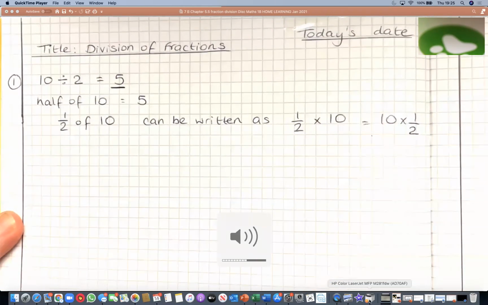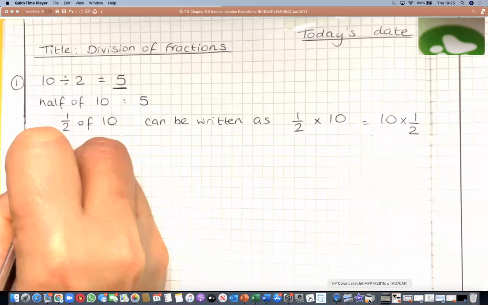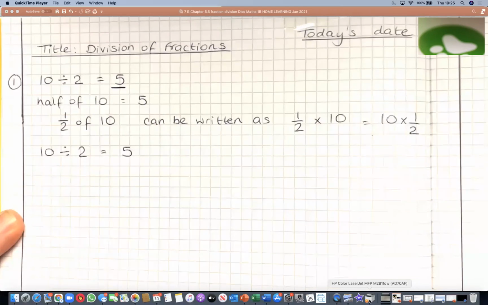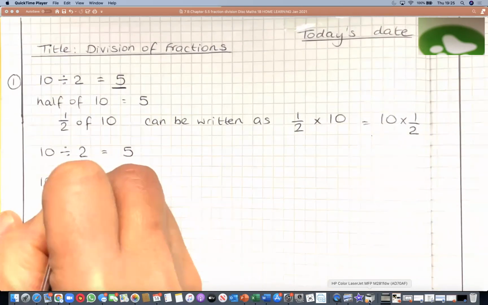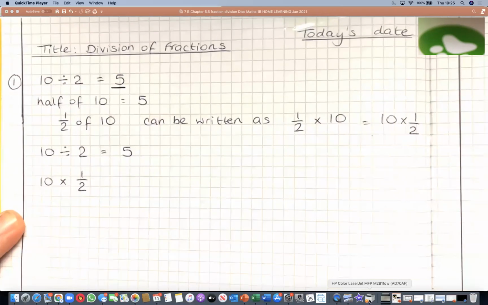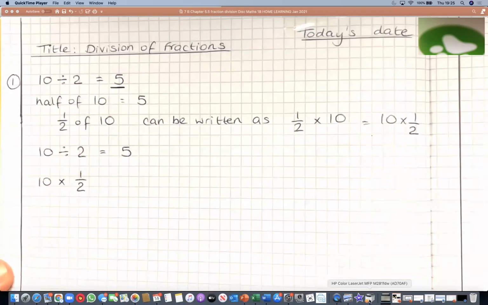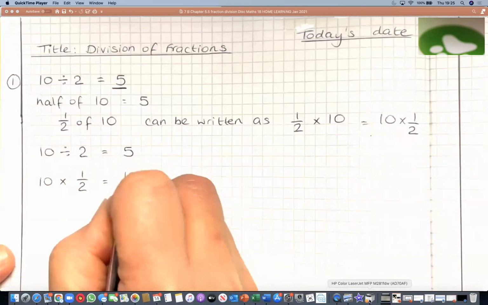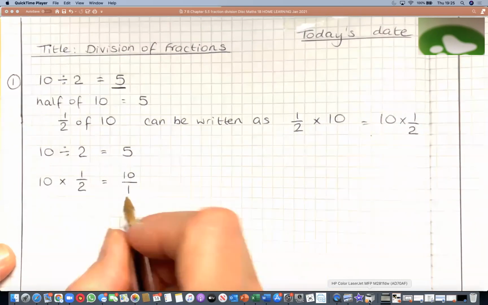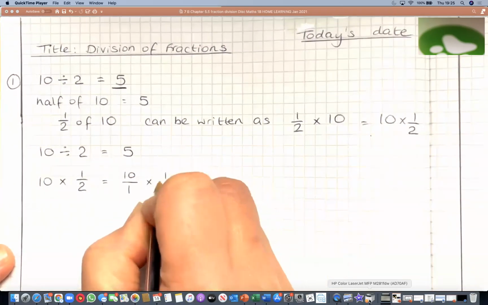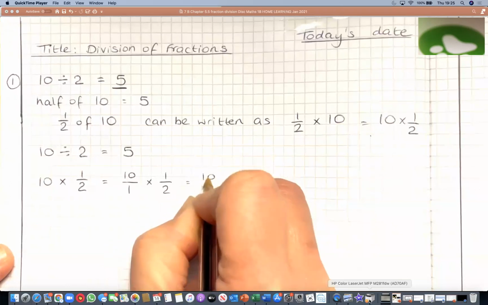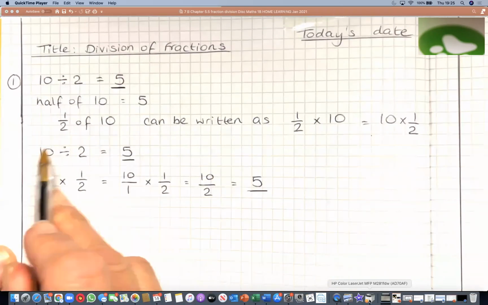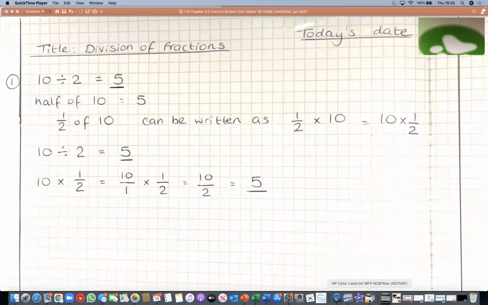So let's compare what we've got again. We've got 10 divided by 2 equals 5. And we've got 10 multiplied by 1/2. Let's check and make sure that this equals 5 as well. So we would write this with 10 as an equivalent fraction with 1 as the denominator, multiplied by 1 over 2 gives me 10 over 2, which gives me 5. Okay, so we know that these two calculations are the same.